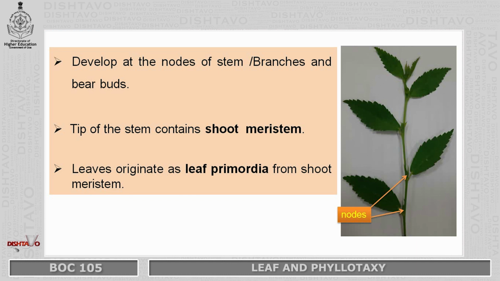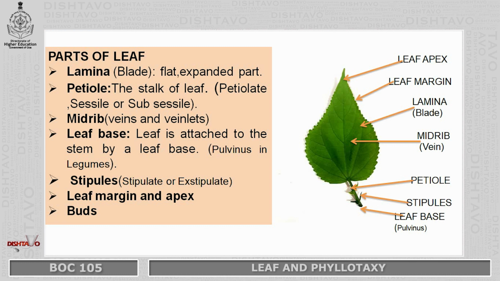Now when we go to the leaf characters, you can see that a leaf is a flattened structure borne at the nodes of either stem or branches. They are bifacial. They have two sides, the upper side and the lower side. Sometimes the leaves are isobilateral, meaning both the upper side and the lower side are similar. Leaves usually develop at nodes, as you can see in the slide.